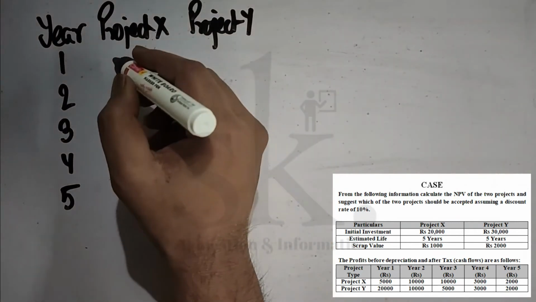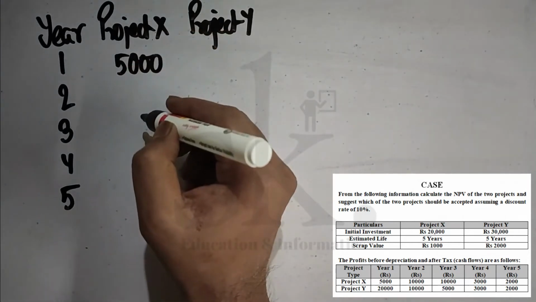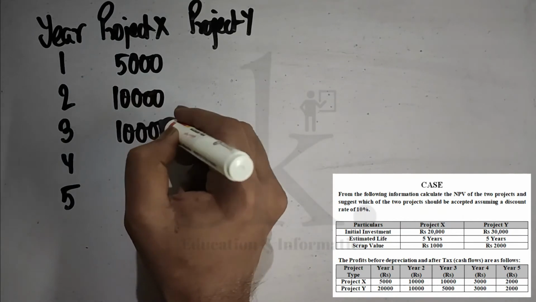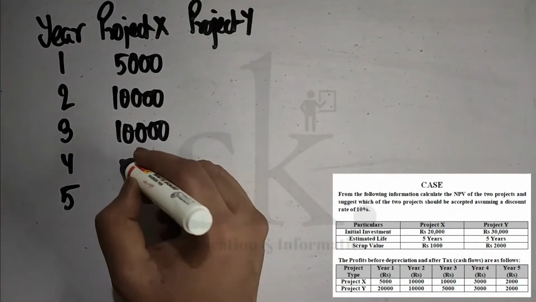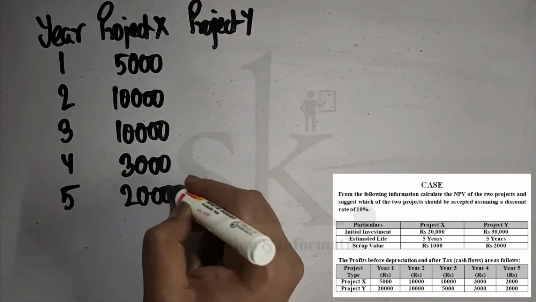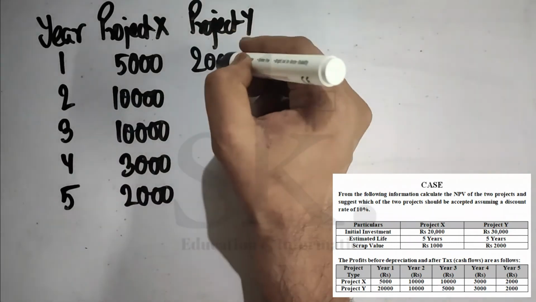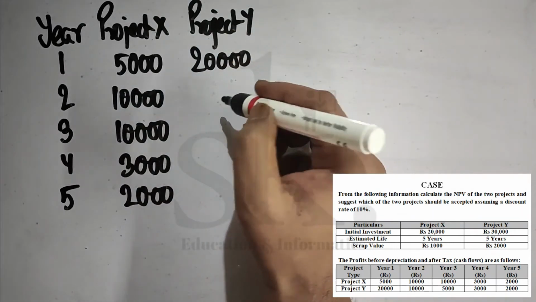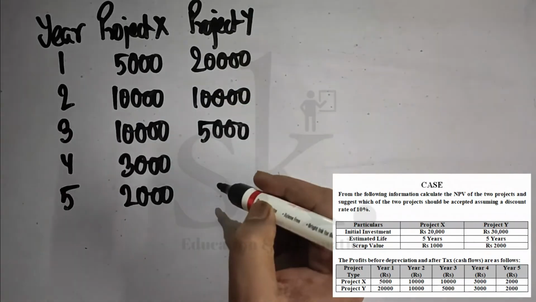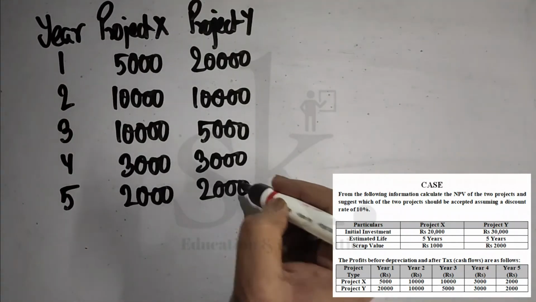So project X inflow is how much? For project X we are getting 5,000 in year 1. Then we got 10,000 in year 2, 10,000 rupees in year 3. Please refer to the problem. 3,000 rupees in year 4, and we got 2,000 rupees in year 5. Similarly, for project Y, we got 20,000 rupees in year 1, 10,000 rupees in year 2, 5,000 rupees in year 3, 3,000 and 2,000 rupees in years 4 and 5 respectively.